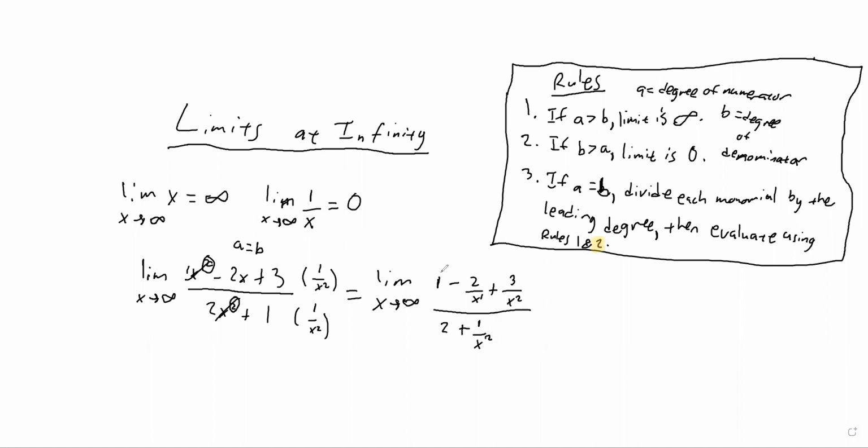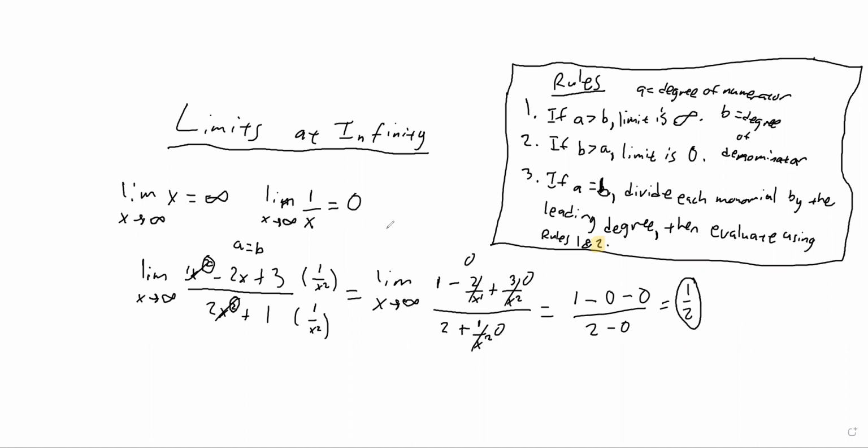Now we have 1 minus 2 divided by x, and remember that if the degree of the numerator is less than the degree of the denominator, so a is less than b, in other words, then it's 0. So after you evaluate, it's going to be 1 minus 0 minus 0, because remember it's 0, 0, 0, divided by 2 minus 0, which simplifies to 1/2.